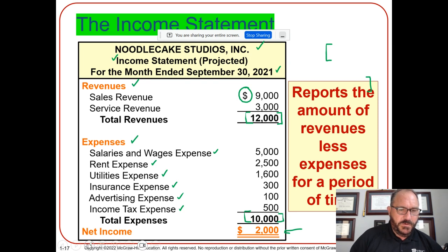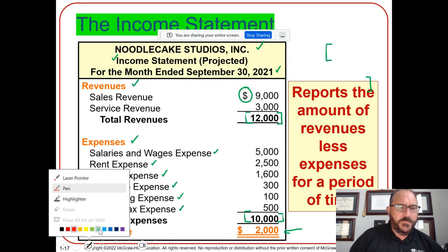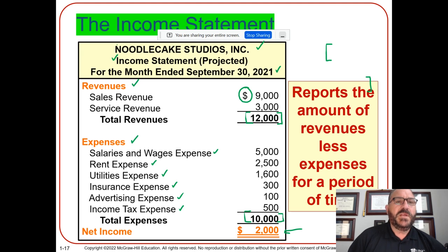Okay, right here, name of the company, Noodle Cake Studios, right here. Okay, so there's the name of the company. Income statement. Okay, now notice it says projected. Don't worry about that for right now, but that's the income statement. And notice it says for the month ended, September 30th, 2021.